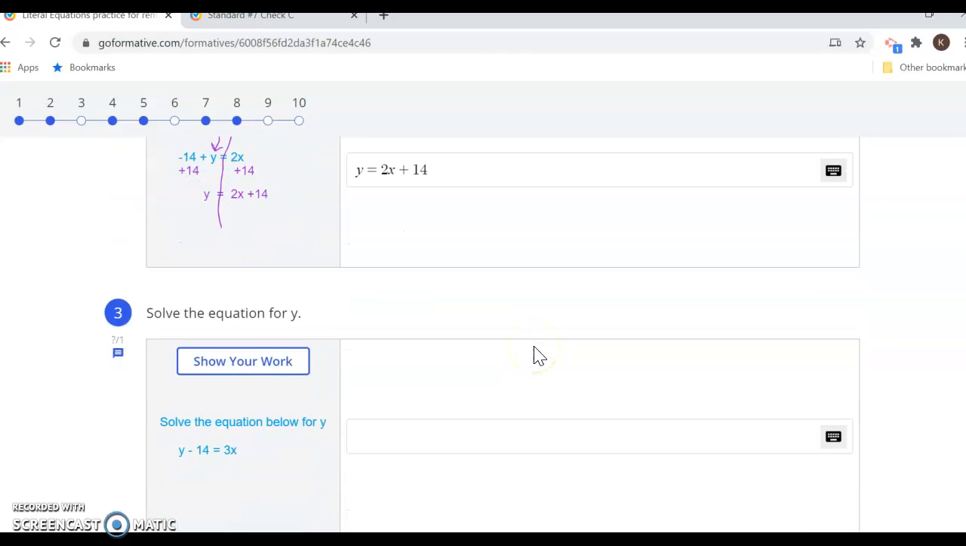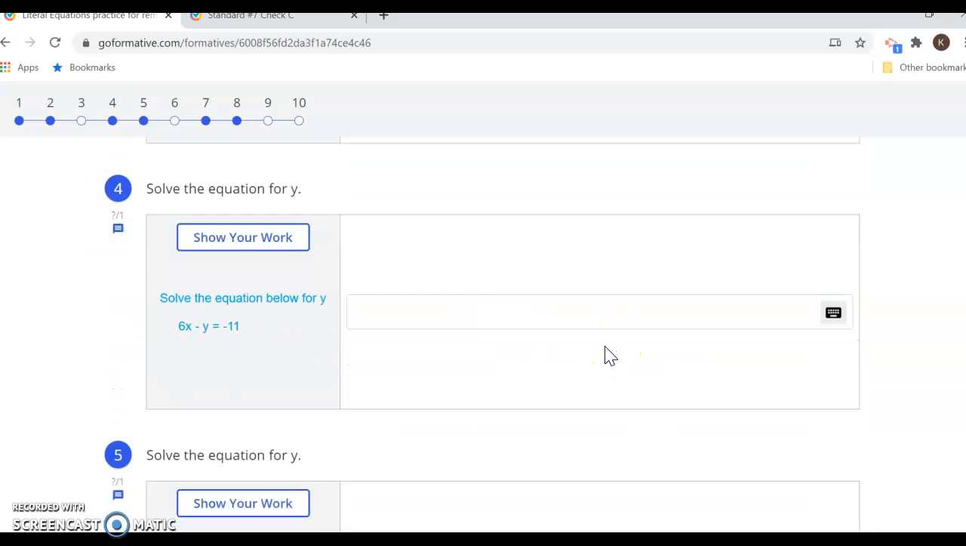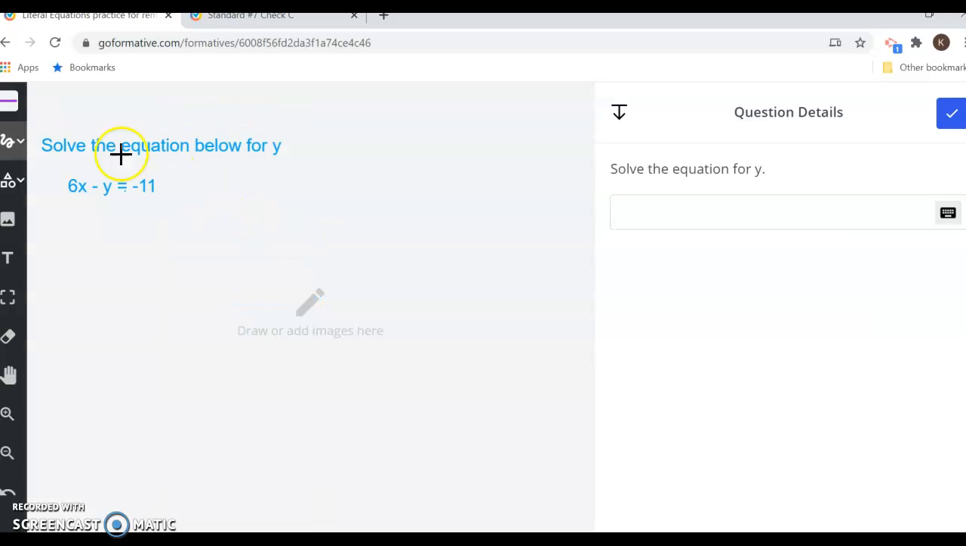Okay, let's go down to one that's a little bit more difficult. So let's go down to number 4. The reason this one is a little bit more difficult is I still have the y that I'm looking for, but this time there's a minus sign in front of that y, which does change the problem just a little bit. Again, on the side of the equation where the y is, the y has to stay, so that means this 6x has to go. The opposite of 6x is minus 6x. So do that on both sides.